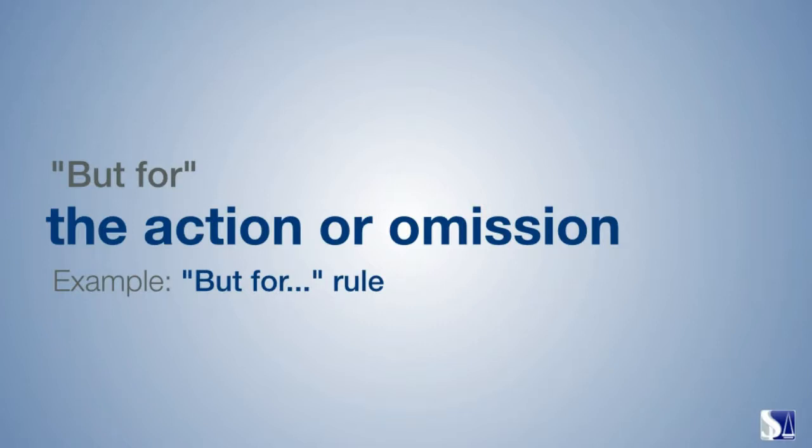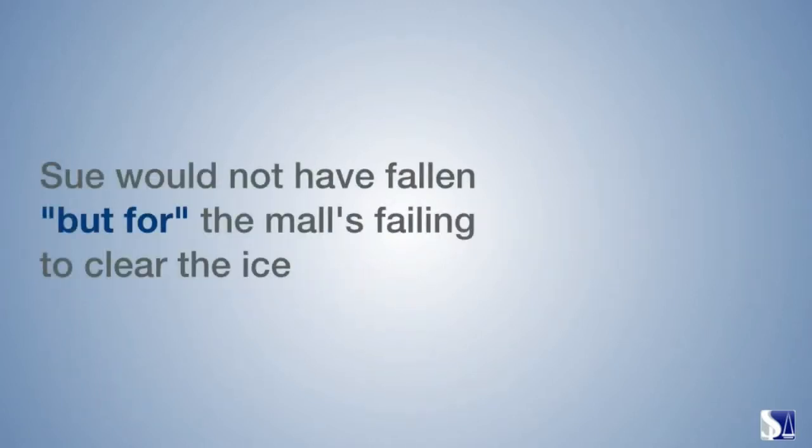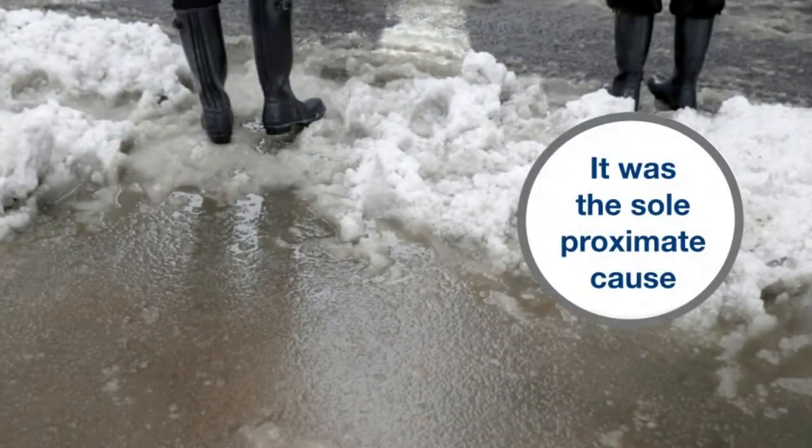As she neared the mall entrance, she slipped on a large piece of ice directly in the center of the walkway. She fell and broke her leg. In this scenario, Sue would not have fallen but for the mall's failing to clear the ice from the walkway. The omission of the mall's management was clearly the sole proximate cause of Sue's injury.